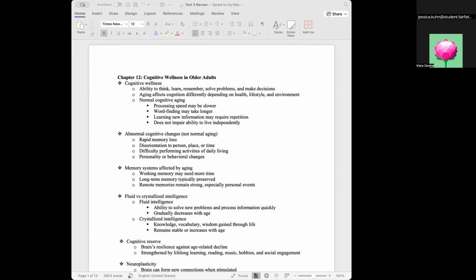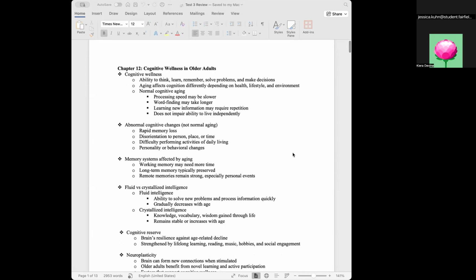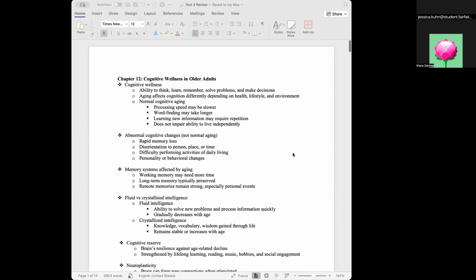I'd also said before that the professor seems to be very PowerPoint heavy. While I know she says everything is fair game, the stuff on the PowerPoints is a pretty good guide for what you should be looking at. So while I cover the stuff in the review here, I'm also going to look at what's in the PowerPoints to gear you in the right direction. Chapter 12 was cognitive wellness in older adults.